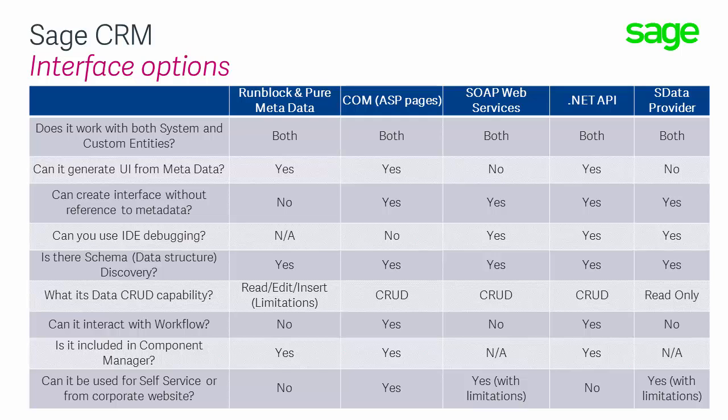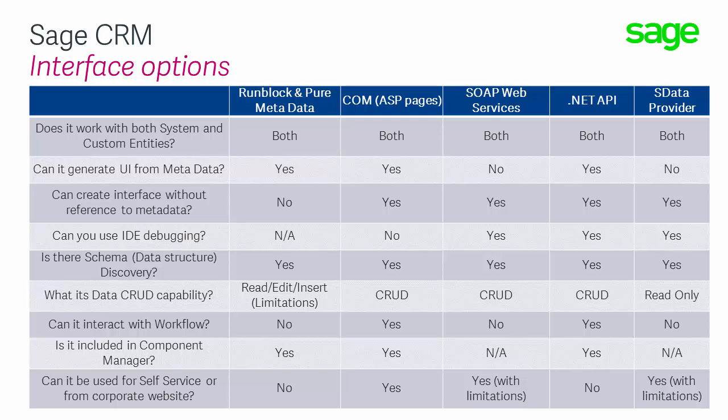And what we can see is that our interface is generated, and by the interface we mean the screens that a user will see, is that RunBlock, the interactive dashboard, the COM, and the .NET and the S-Data provider are responsible for generating our interface information. The S-Data provider is a REST-based web service, and the SOAP-based web service, they don't generate interface.